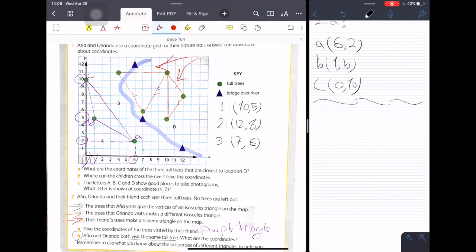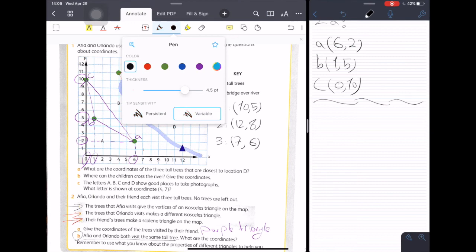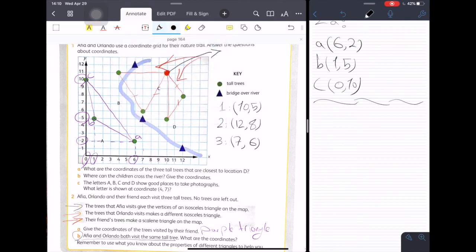Well, yes. The vertex in common is the one that I color in red. I will write the answer here. The coordinates are going to be, let's see, what is X? Yes, X is 10, so 10, and Y is 11.